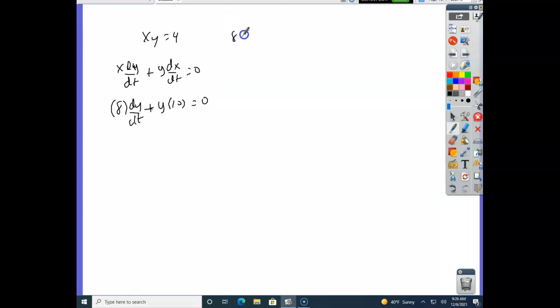When x is 8, y is the x. What am I doing? 8 times y equals 4. So what's y equal to? 1/2. Plug my 1/2 in. I get 8 dy dt is equal to 1/2. No, it's not. Slow down, you're moving too fast.